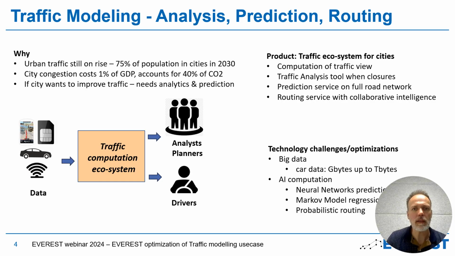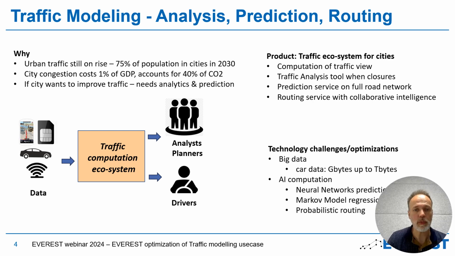Let me give the high-level picture of our traffic modeling ecosystem, which is focused on cities. So why are we dealing with it? It's because the traffic is still a problem. Urban traffic still is on the rise. There's a prediction 75% of population will live in cities in 2030, and it will even grow. City congestion has significant costs on the economy and accounts for 40% of CO2 emissions in cities.